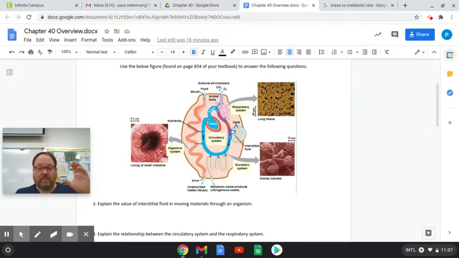And you have about 60,000 miles of blood vessels, and you pump all 5 liters through all 60,000 miles in about a minute. So your body is unbelievably efficient at transporting materials all over the place.